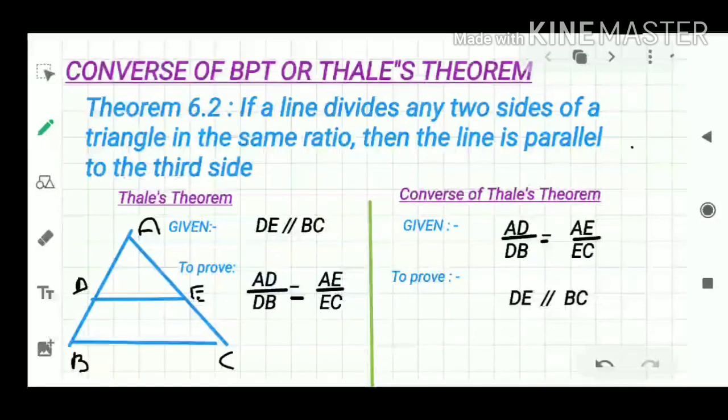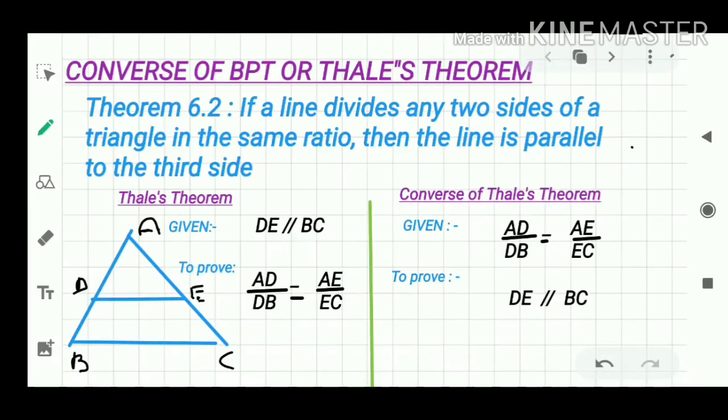Today I will make you understand the converse of BPT or Thales theorem. So let us see the statement first. If a line divides any two sides of a triangle in the same ratio, then the line is parallel to the third side. So this is the statement of Thales theorem. Before proving it, I would like to clear why this is the converse of Thales theorem.